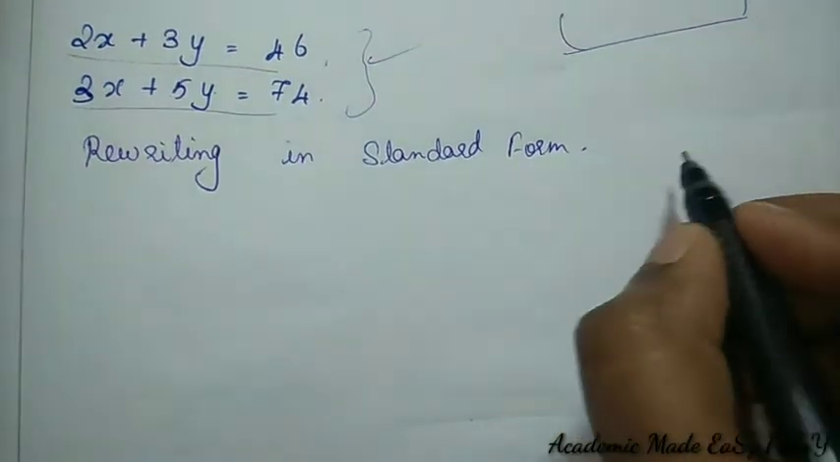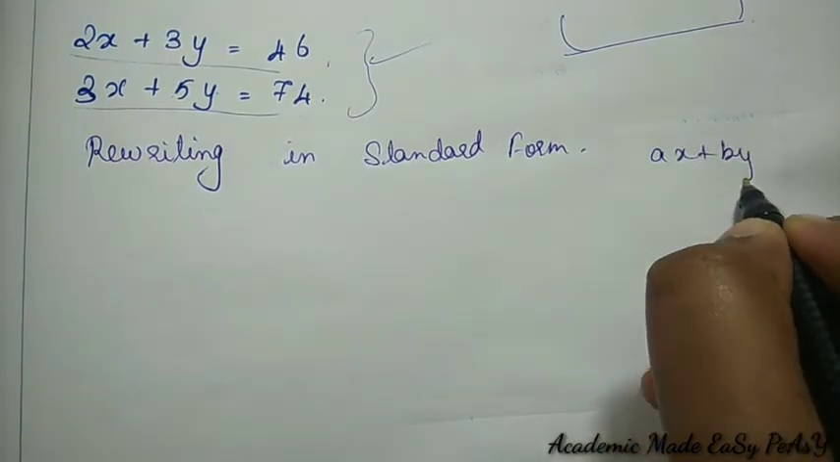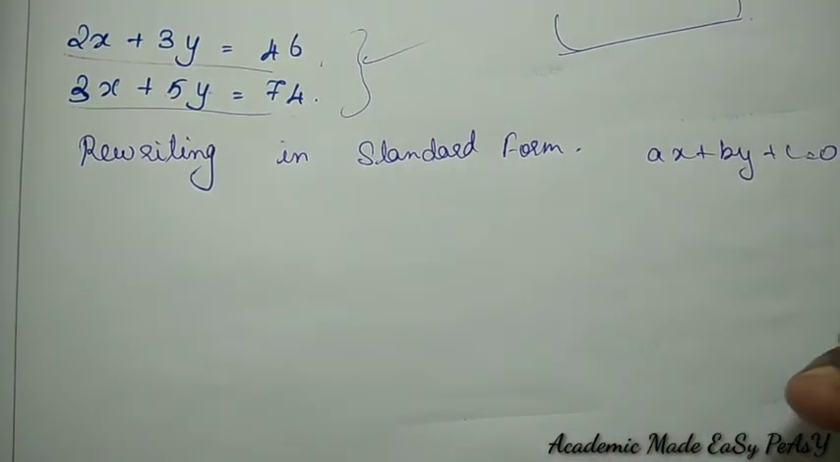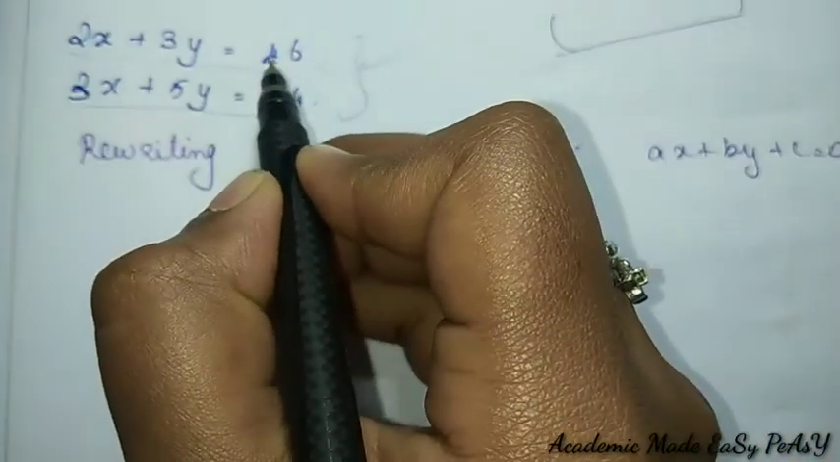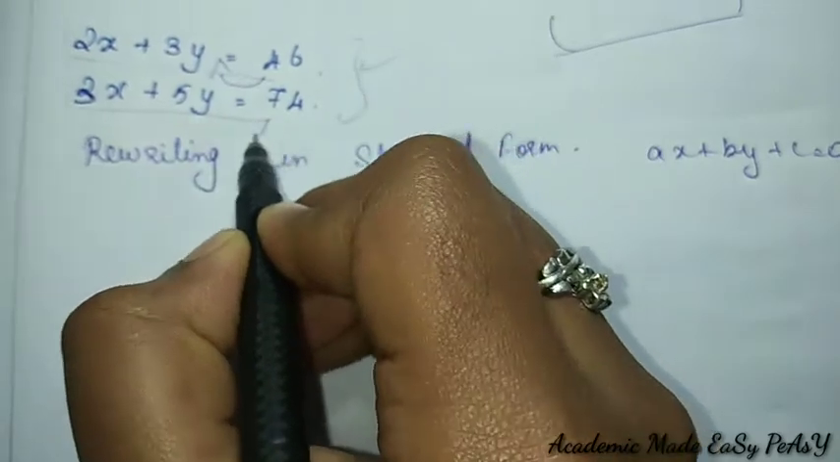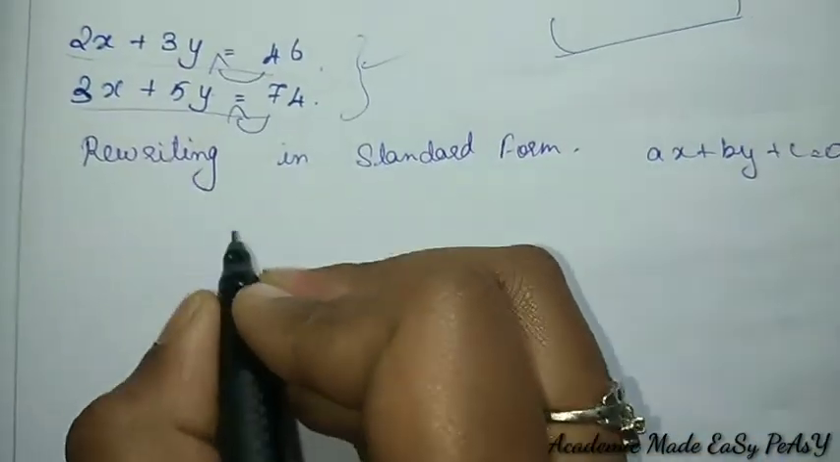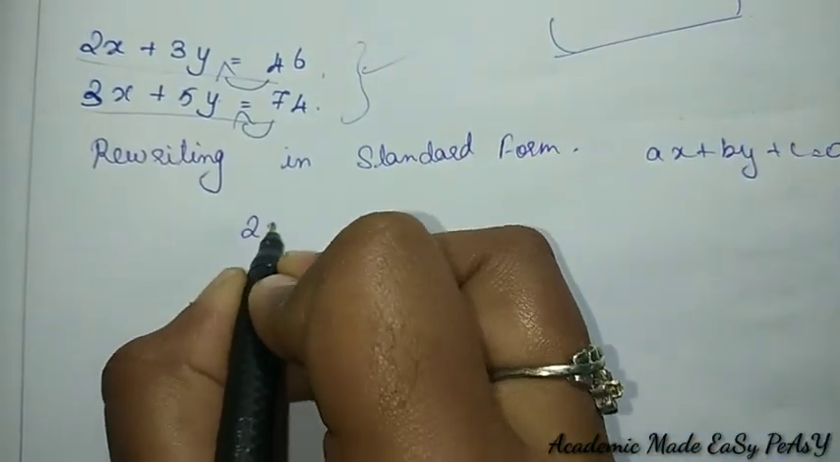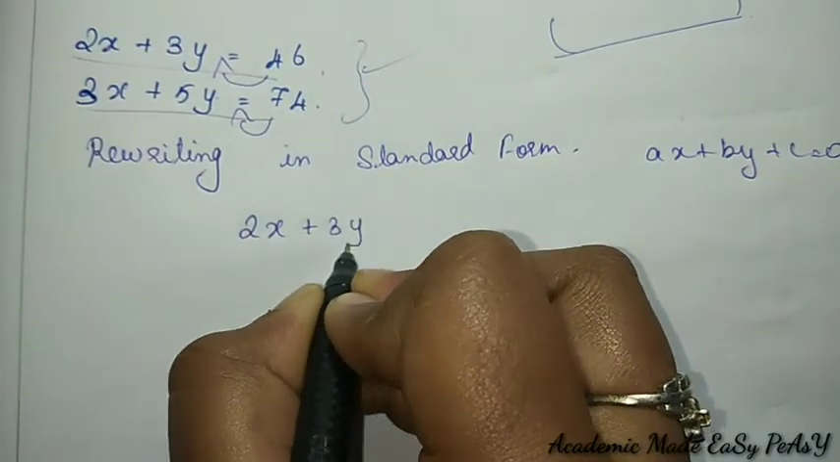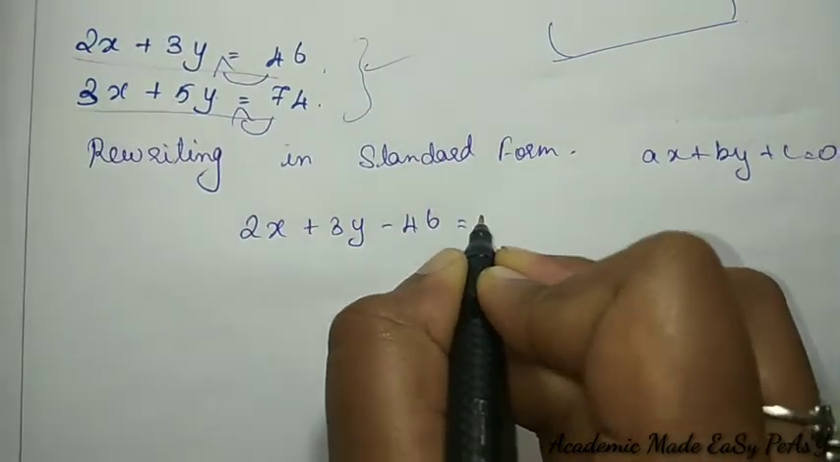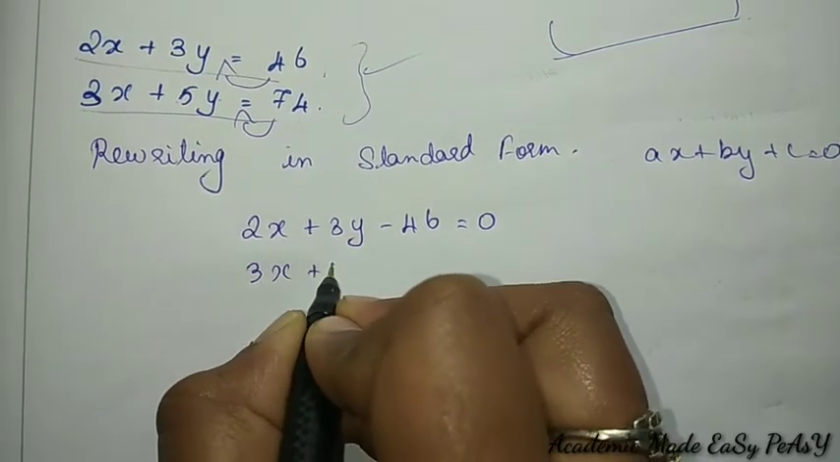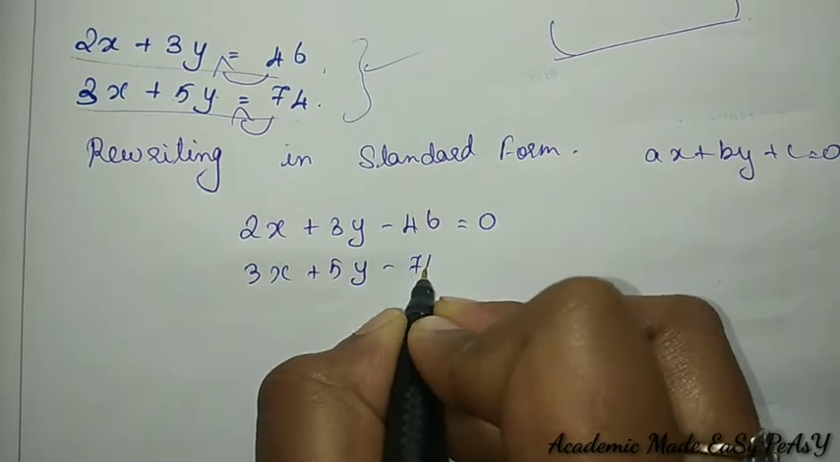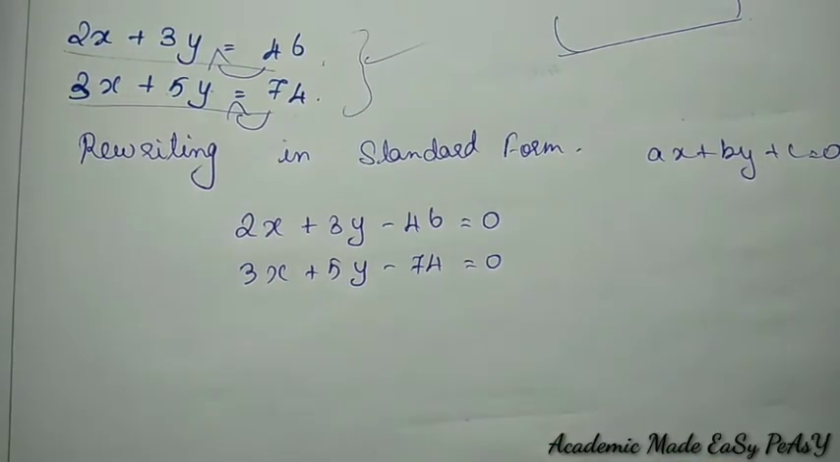So what is the standard form? ax plus by plus c is equal to 0. This is the standard form, isn't it? So I will be changing this. What I will do is take this constant to my LHS. That is, the first equation will become 2x plus 3y minus 46 is equal to 0. And next, 3x plus 5y minus 74 is equal to 0. This is my standard form for the given equations.